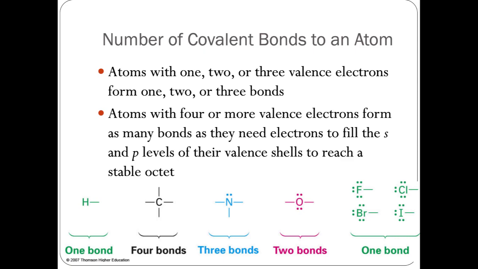Number of covalent bonds to an atom. Atoms with 1, 2, or 3 valence electrons form 1, 2, or 3 bonds. Atoms with 4 or more valence electrons form as many bonds as they need electrons to fill the s and p levels of their valence shells to reach a stable octet. For hydrogen atom, 1 bond. For carbon atom, 4 bonds. For nitrogen atom, 3 bonds. For oxygen atom, 2 bonds. For halogen, 1 bond.